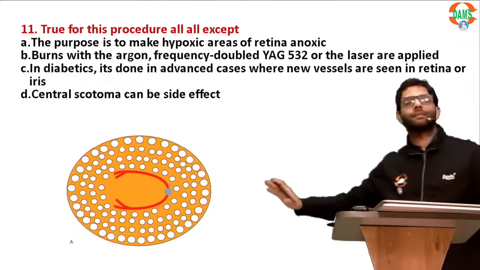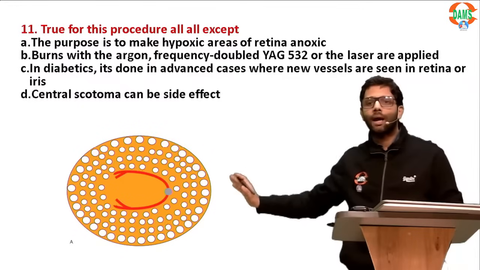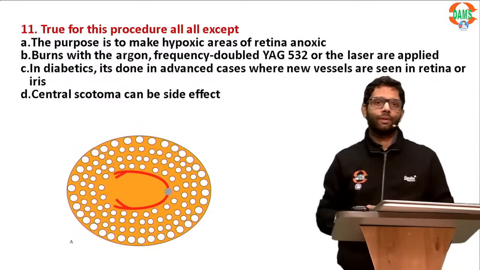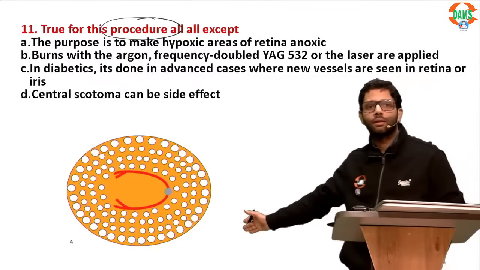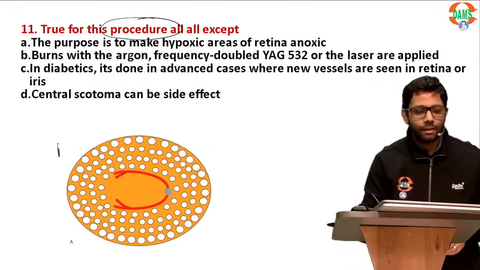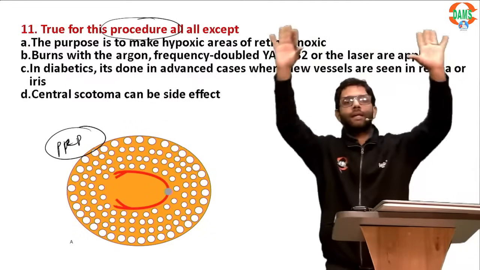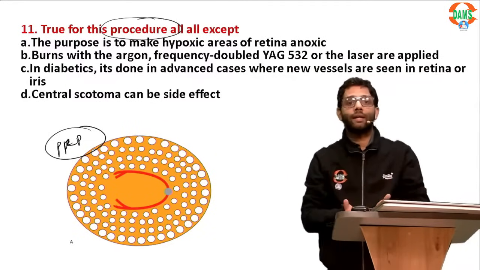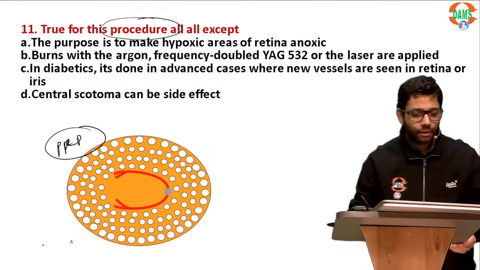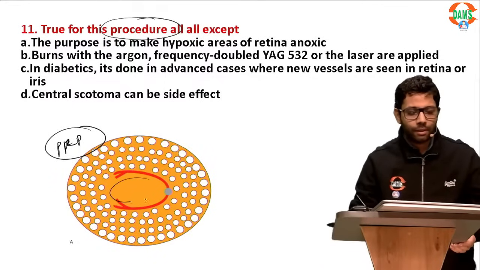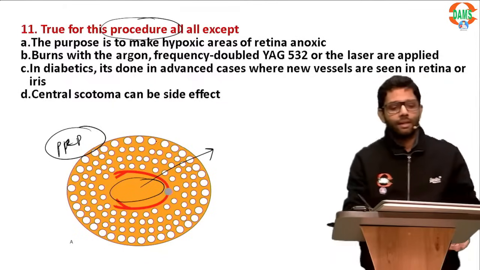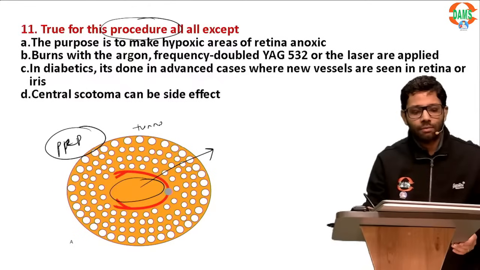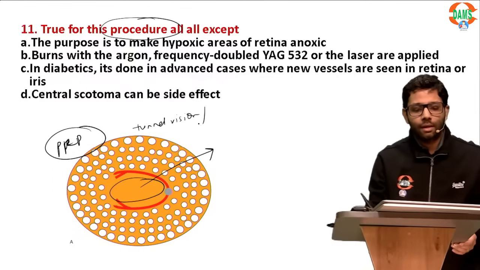Here comes the 11th. This is pan-retinal photocoagulation. This is the procedure. It is written procedure. It is not pigmentosa. Pan-retinal photocoagulation: pan means the entire retina is photocoagulated, means destroyed. Center is spared. You see over here, no? It is macula spared because you can't destroy the macula. Since the macula is spared, the side effect is tunnel vision. That is also known as ring scotoma.